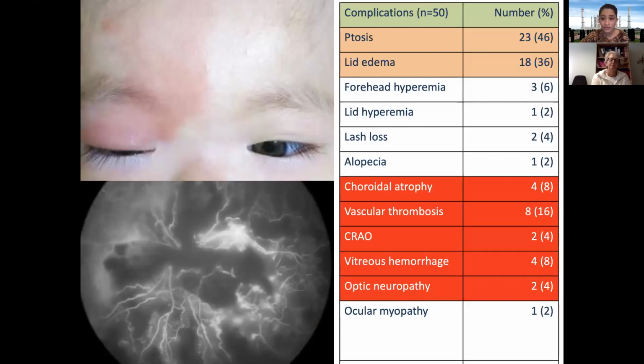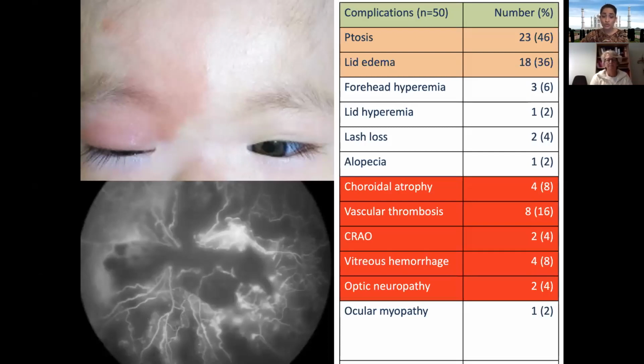But every procedure has its downfalls as well. There are certain things that we as ophthalmologists have to be aware of, and this procedure is not done by an ocular oncologist. It is actually done by an interventional neuroradiologist or a neurosurgeon. So as ophthalmologists, we should be really cautious in selecting the cases, knowing very well what the ocular complications could be. Visually devastating complications like choroidal atrophy, vascular thrombosis, CRAO, vitreous hemorrhage, and optic neuropathy have been reported.